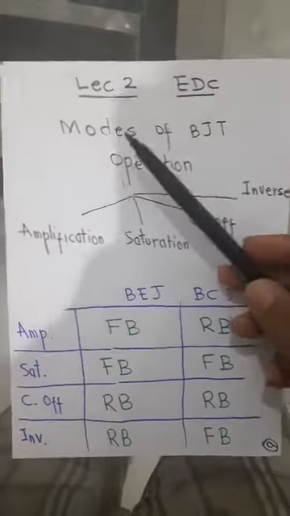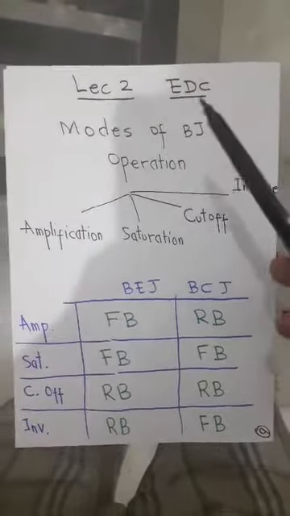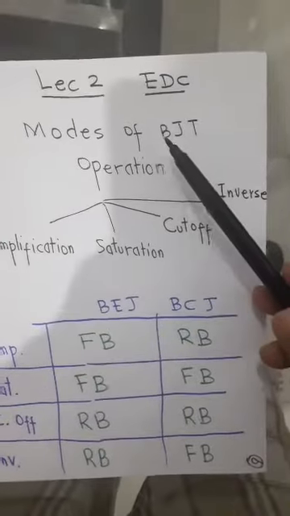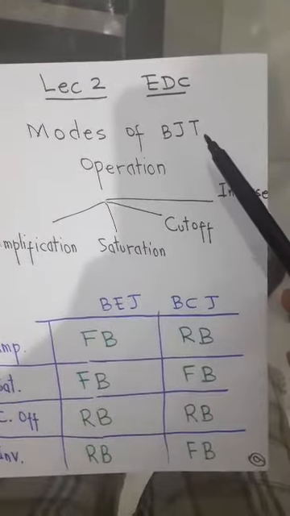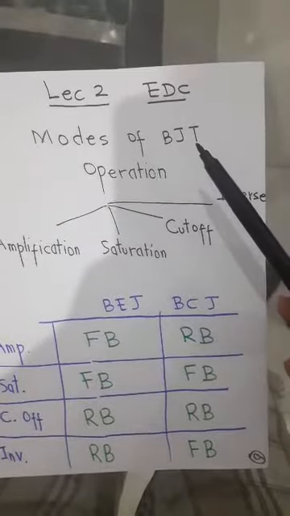Welcome to lecture number 2 of EDC. Today we'll study modes of BJT operation. BJT stands for Bipolar Junction Transistor. We have studied about BJT in the last lecture.